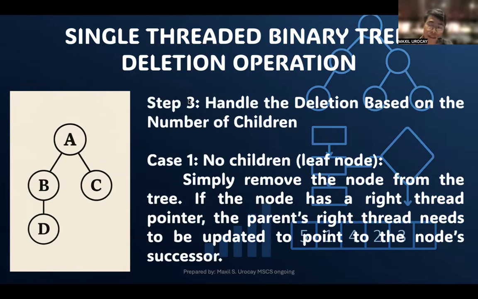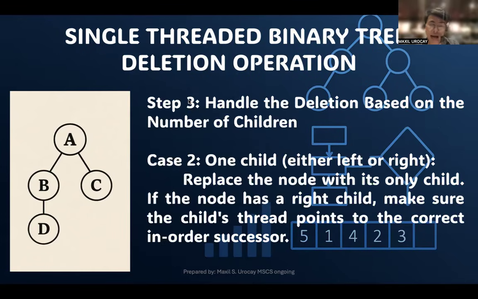Case one, a leaf node: simply remove the node from the tree. If the node has a right thread pointer, the parent's right thread needs to be updated to point to the node's successor. So I'll illustrate how we can work with this structure. And then we handle the deletion based on the number of children. For one child, either left or right, replace the node with its only child. If the node has a right child, make sure the child's thread points to the correct in-order successor.